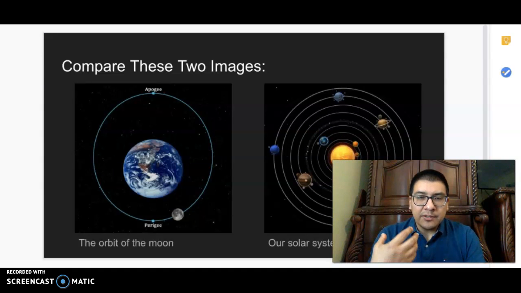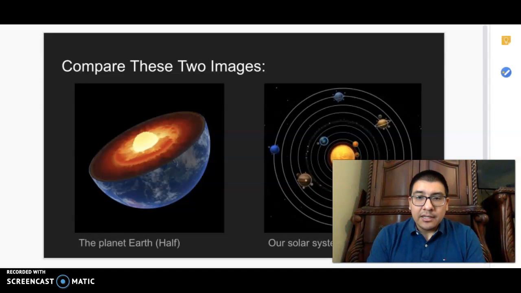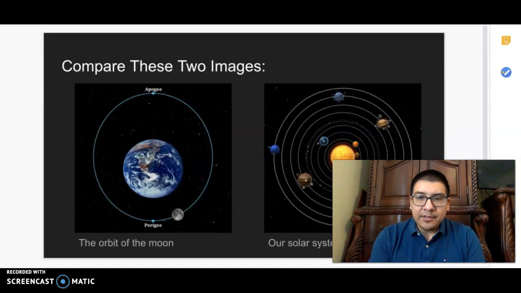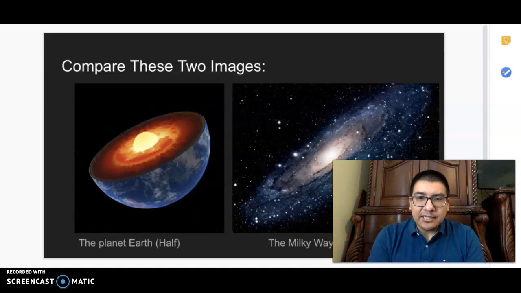The Moon is one of those objects that's pulled around the Earth, held in orbit around the Earth, much like the planets are held in orbit around the Sun. There's a center of gravity in all three of those, and the same with a galaxy. A galaxy has a center, and there are objects held in orbit around the center of gravity, which is at the center of a galaxy. So we're going to be talking about what a galaxy is in this lesson.